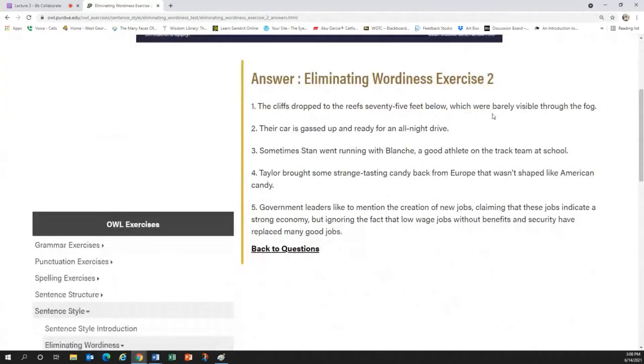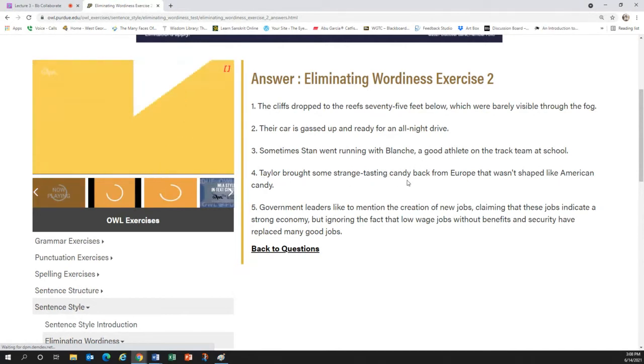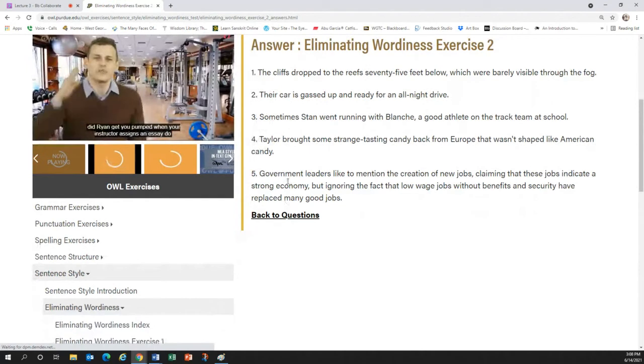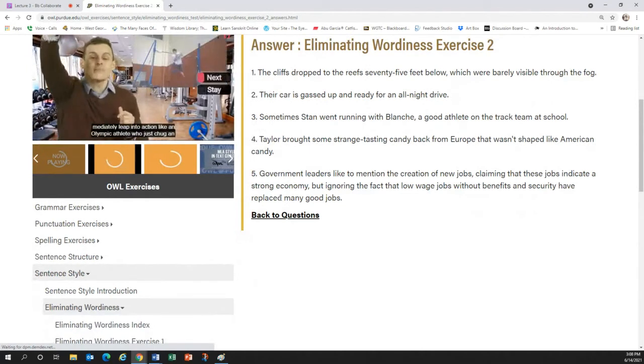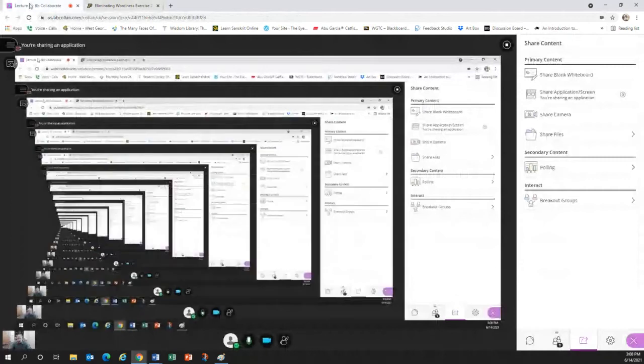The cliffs dropped to the reef 75 feet below, which were barely visible through the fog. Their car is gassed up and ready for an all-night drive. So they got rid of the whole long drive thing. They just said all night. That's long, right? Sometimes Stan went running with Blanche, a good athlete on the track team at school. Taylor brought some strange tasting candy back from Europe that wasn't shaped like American candy. Okay, that one they just restructured the sentence completely. And then government leaders like to mention the creation of new jobs, claiming these jobs indicate a strong economy, but ignoring the fact that low-wage jobs without benefits and security have replaced many good jobs. Okay, and that is how you deal with wordiness, all right?